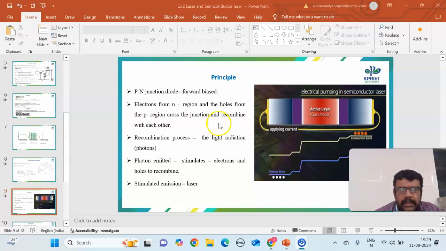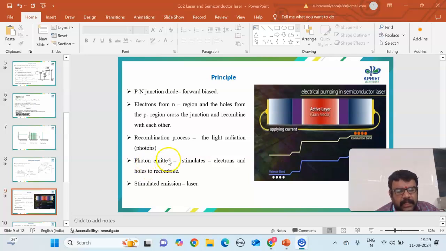Before moving forward, let us see the principle behind the semiconductor laser diode. It is a junction diode, as we all know, and it is forward biased. So the electrons from the N region, because electrons are the major charge carriers in the N region, and the holes, the major charge carriers in the P region, cross the junction and recombine with each other. That is the recombination process. As a result of the recombination, light radiation will take place. We call this photon radiation or laser beam.